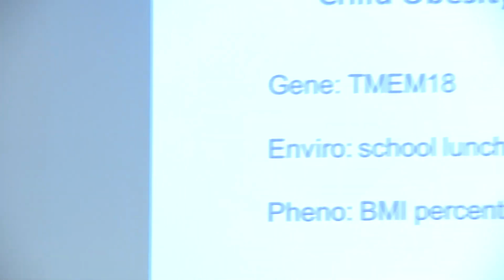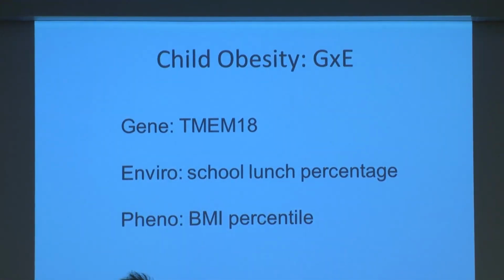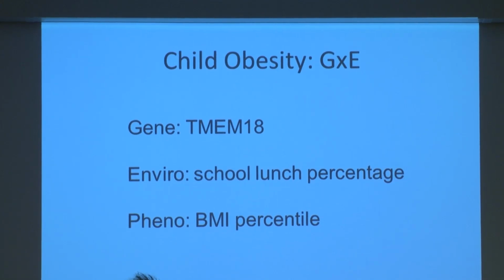Well, in one project that I've recently become involved in with the Fragile Families, and Coulter Mitchell is a collaborator on this, and many others, we're looking at a particular gene by environment interaction. The environment in this case is a measure of poverty, the percentage of students at the school who participate in the subsidized school lunch program. The phenotype we're looking at, the outcome variable, is the BMI percentile. And today I'll just show you one of the several genes that were examined.